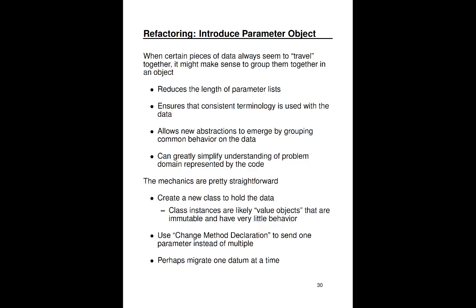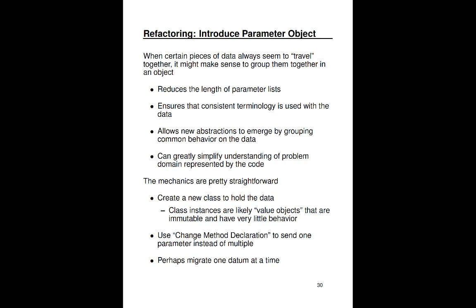Now, sometimes in code, you've got data that always seems to travel together. So you've got several variables or several values or several objects that end up all getting passed to the same methods all the time. So the introduce parameter object refactoring says, well, take all those individual pieces of data and just group them together into one object of their own. This has a great impact of reducing the length of parameter lists, and also makes sure that you have consistent terminology across multiple method calls, because you're using the terminology from that parameter object instead of relying on different variable names that ultimately get passed into one method that has a lot of parameters.